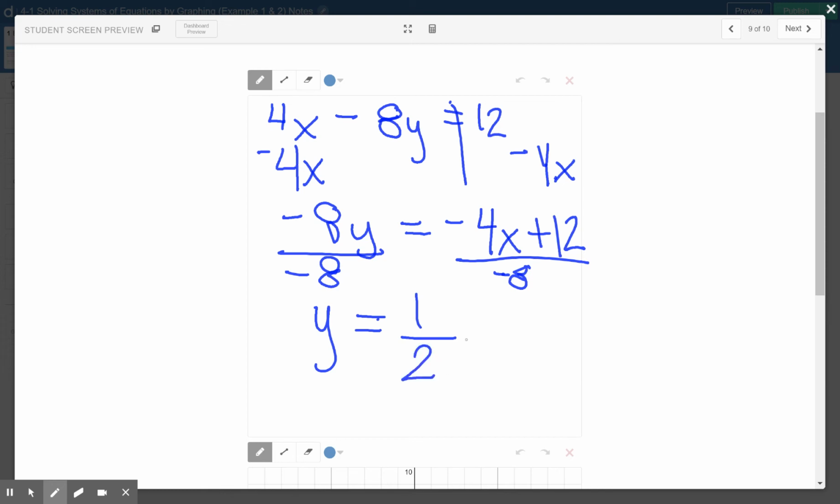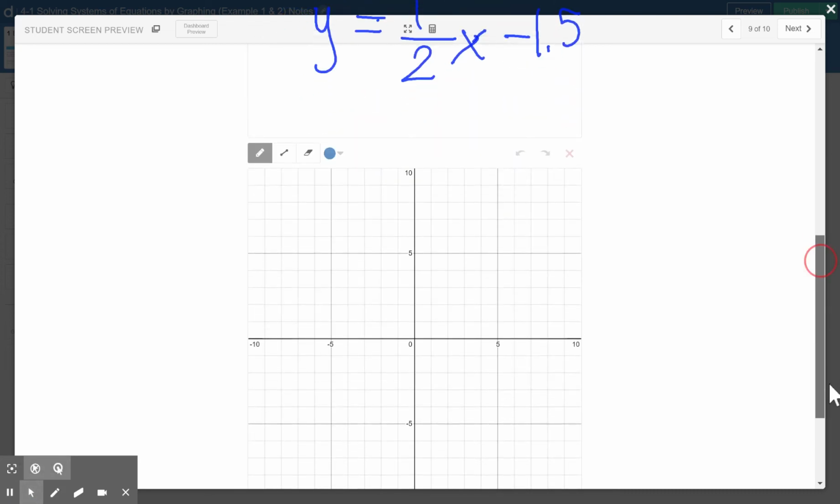1 over 2x. And this is kind of silly of the book to give you a decimal for the y-intercept. I actually don't agree with this, but you'll have negative 1.5. So just do your best. On a test, I will never give you a decimal for a y-intercept. So just plot it right in the middle. Actually, sorry, that should be a negative 1.5.